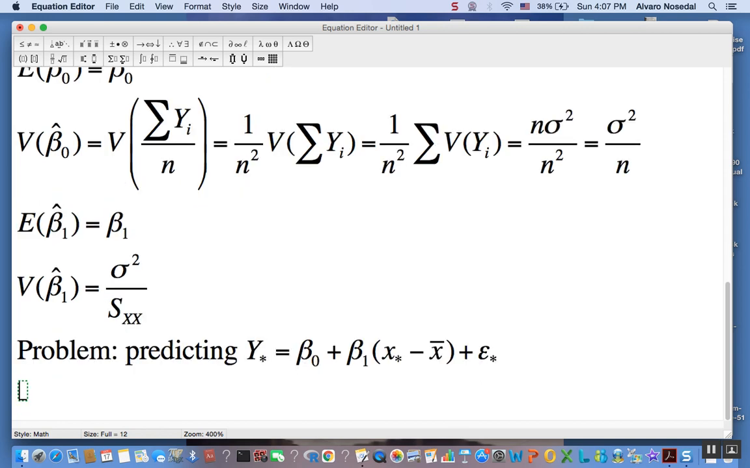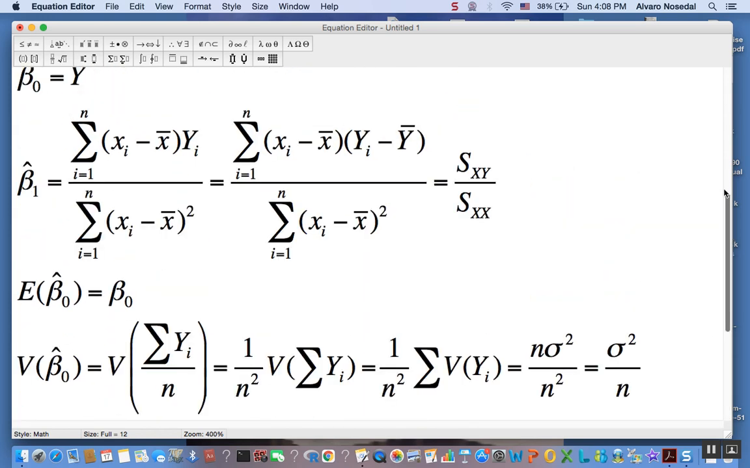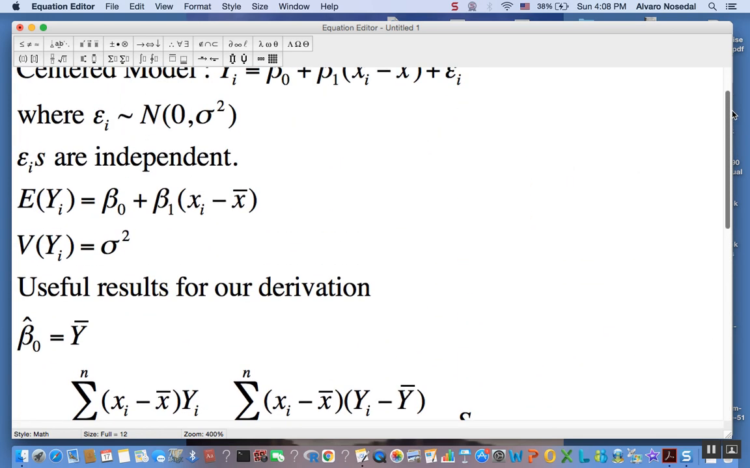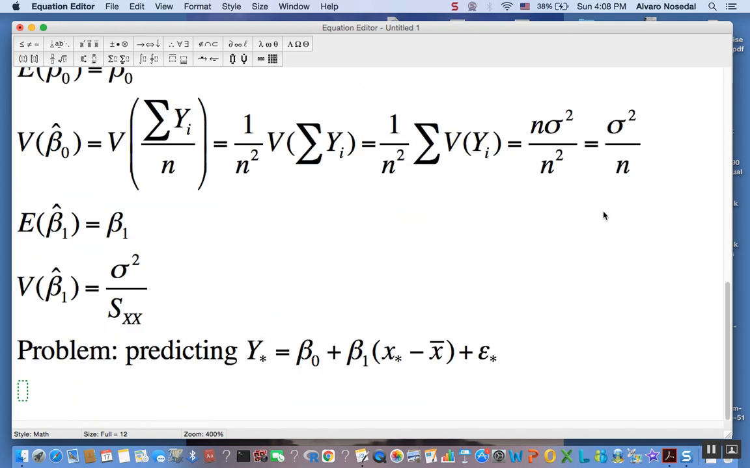Epsilon star, that random fluctuation, also has a normal distribution with the same variance, and it will be independent of the other epsilons that we have observed. Just let me remind you that epsilon star will have the same distribution, same parameters.